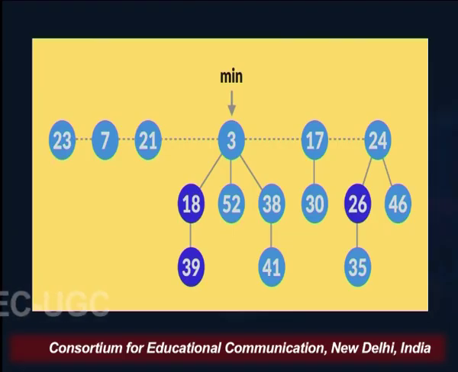So if we are going to delete the minimum node 3, the maximum degree here is 3. So the array which we are going to create will be of total 4 elements, starting from 0 to 3. If we delete 3, all the children related to this node, which are the trees rooted at 18, 52, and 38, are to be hung onto the root list, and then a consolidation is to be done. Let us see how.